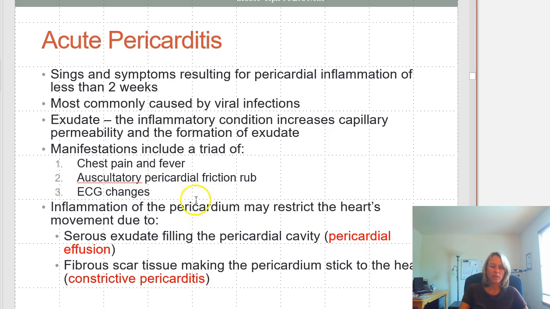Now, this inflammation of the pericardium may restrict the heart's movement due to that exudate filling the pericardial cavity. This is called pericardial effusion, so that exudate can press on the heart. Or we can also have fibrous scar tissue that makes the pericardium stick to the heart and constrict it, and that's called constrictive pericarditis.